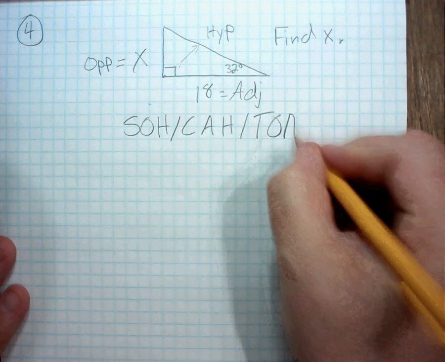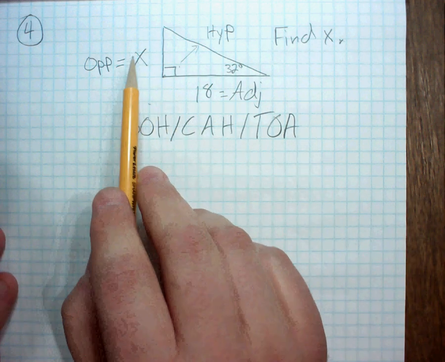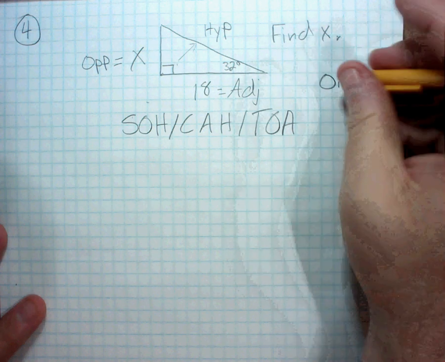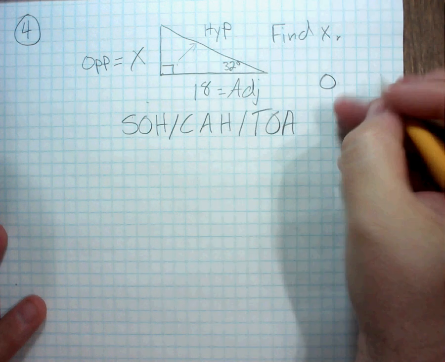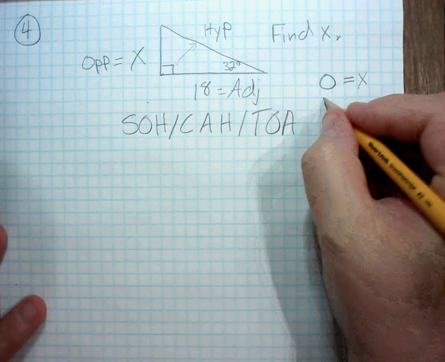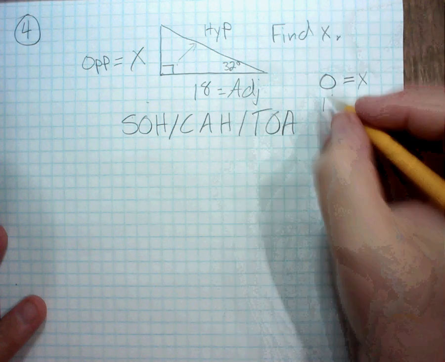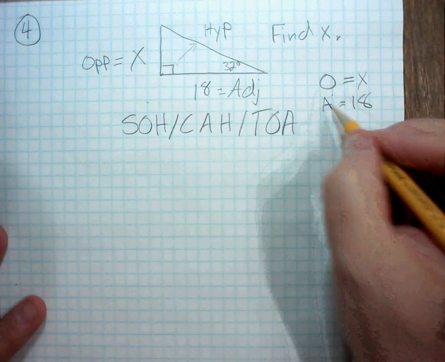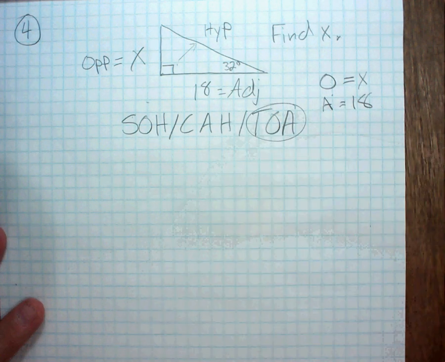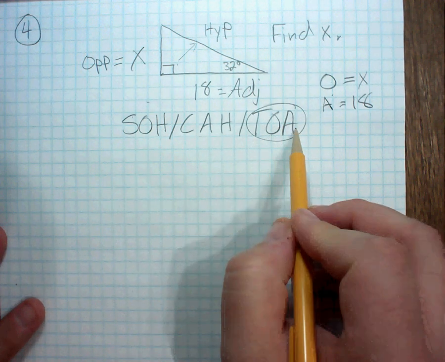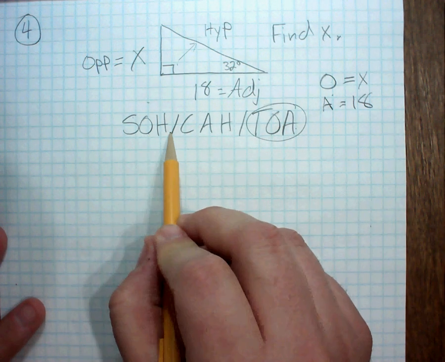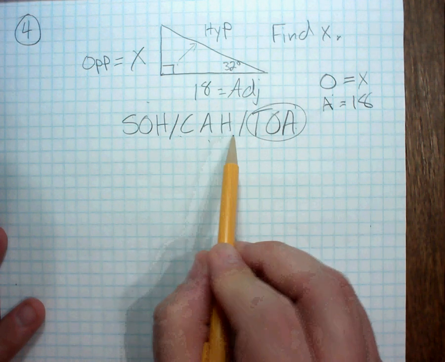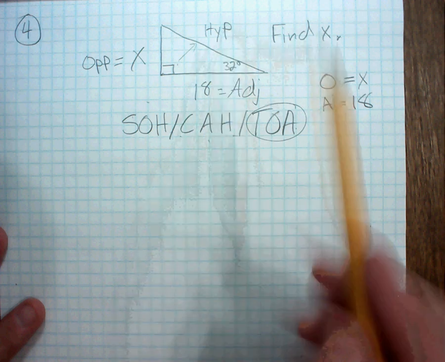Now, this is kind of hard for kids, but it's not that hard. I have the opposite, right? The opposite is equal to x, and the adjacent is equal to 18. So I have the opposite, I have the adjacent, I have to use tangent, because tangent's the only one that has the opposite and the adjacent. This has the opposite, the hypotenuse, but I don't know the hypotenuse. This has the adjacent and the hypotenuse, but again, I don't know the hypotenuse, but this one I know.